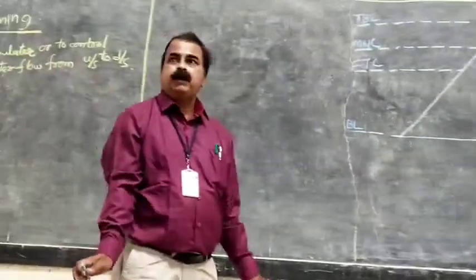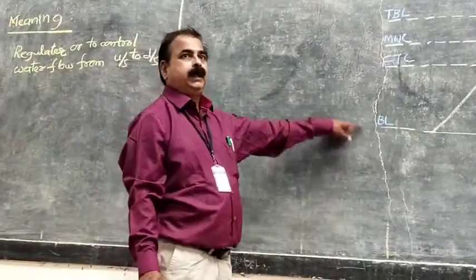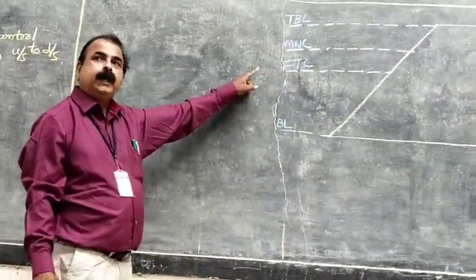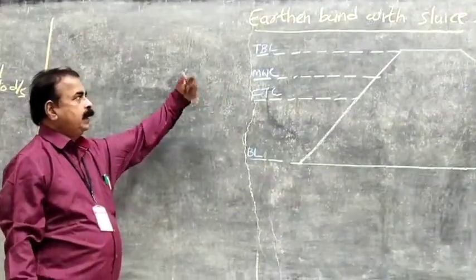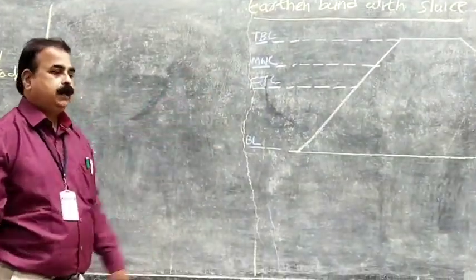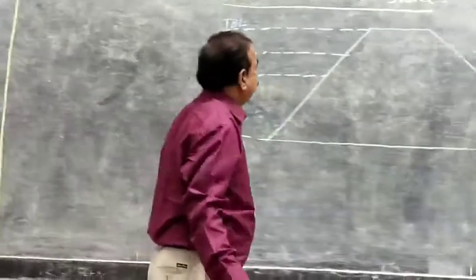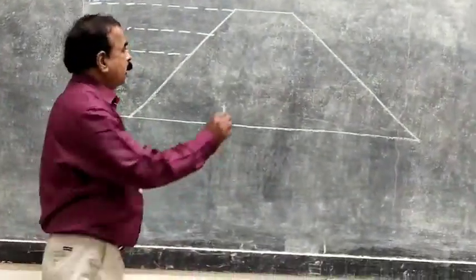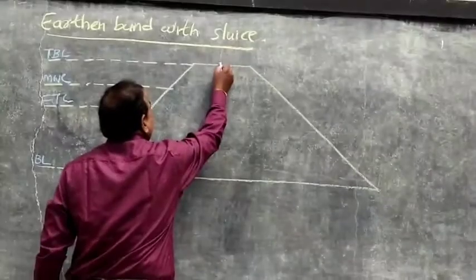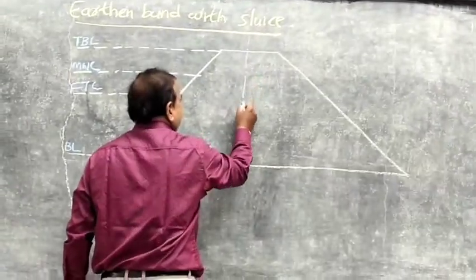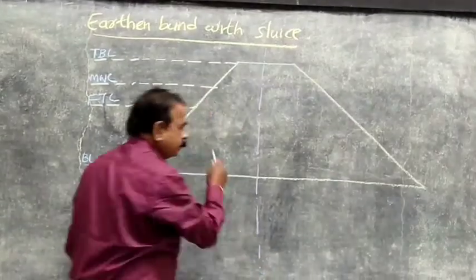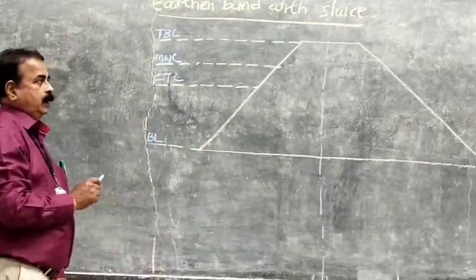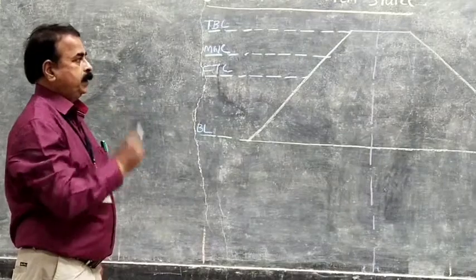You must remember, we must remember. So they are basic. Without that we cannot draw anything. Bed level, FTL, MWL, TBL. Next immediately we must go for drawing. Always remember, typically you take a center line. Center line of this. Today we study only the cross section. It is having, remember, 3 important drawings.